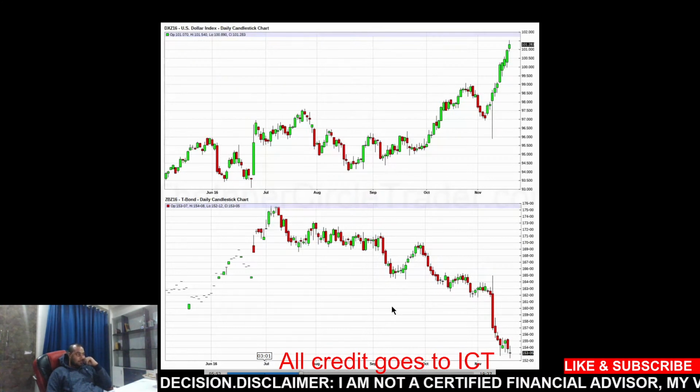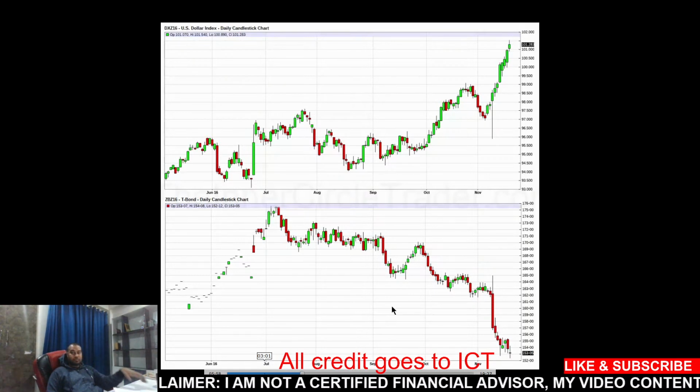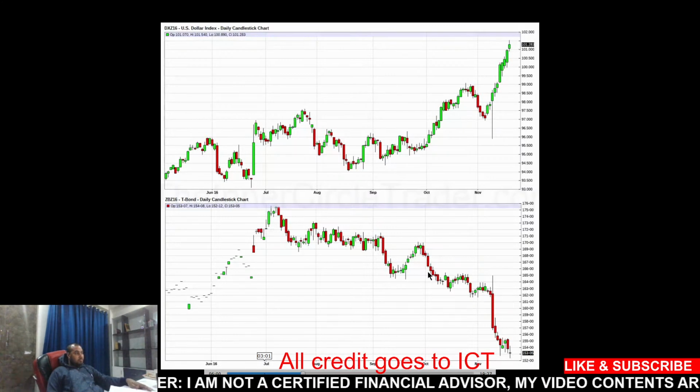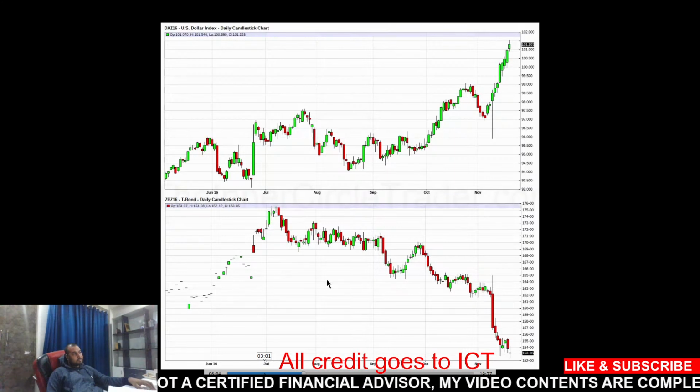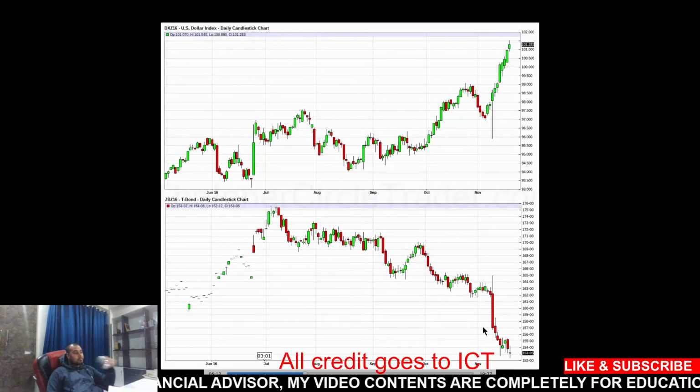If interest rates are going to go higher, that's going to allow the dollar index to go higher. But when interest rates are going higher, that means that the bond market is going to drop. As the bond market rallies, that's a lowering of interest rates. And when it drops down in the futures market for the bond market, that is an increase in interest rates.